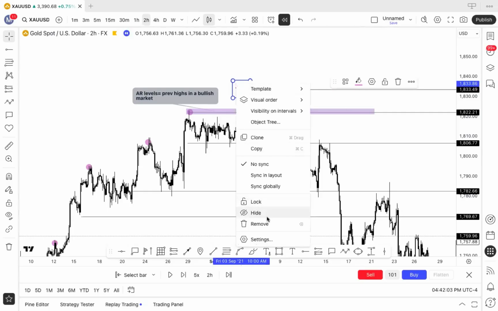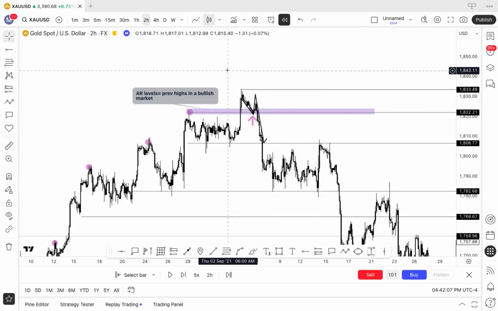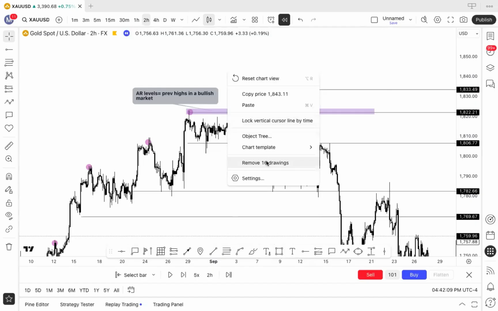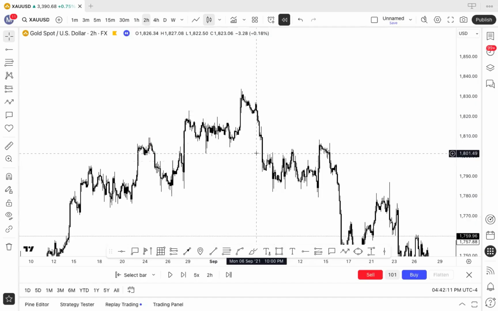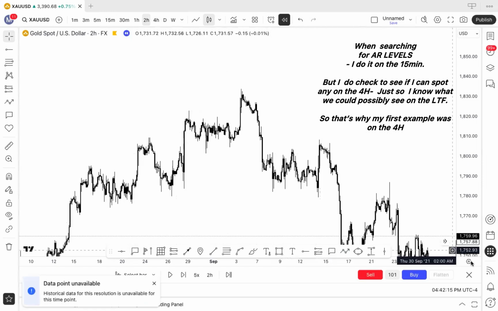So that being said, I'm going to remove all my drawings and I'm going to show you guys examples on the 15-minute time frame because I want you guys to understand how I see it before I would get into the markets because I use the lower time frame for my entries, right? So let me show you guys that.